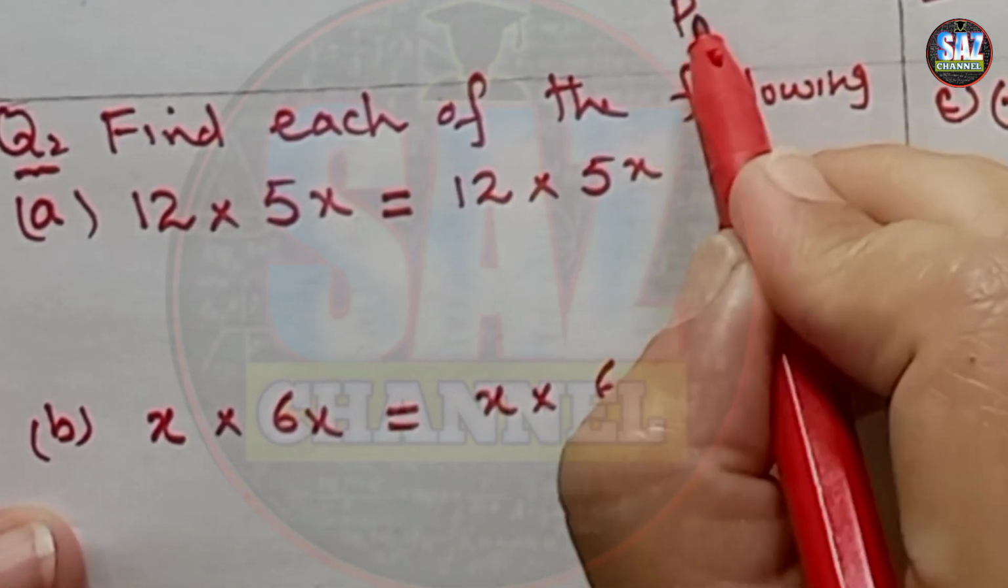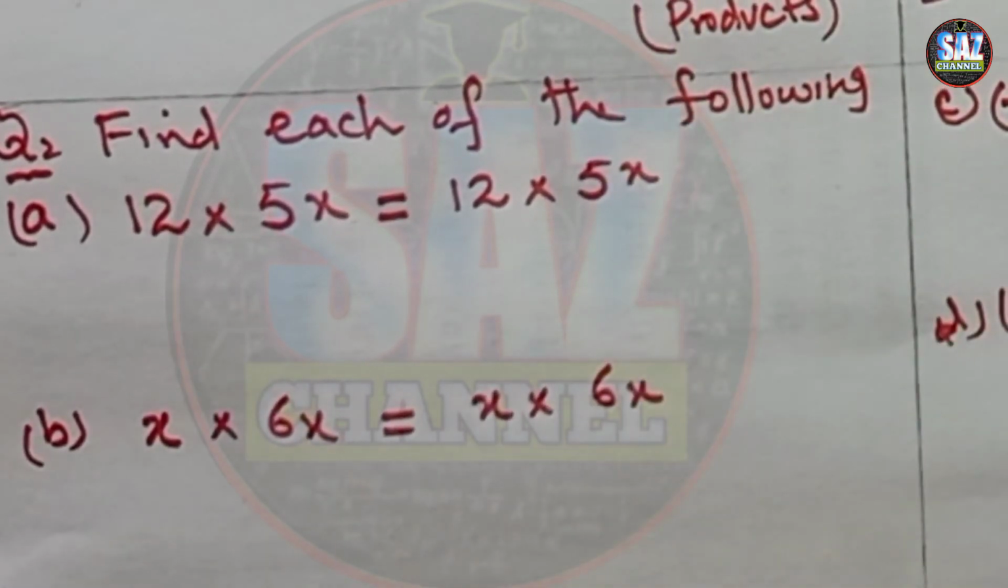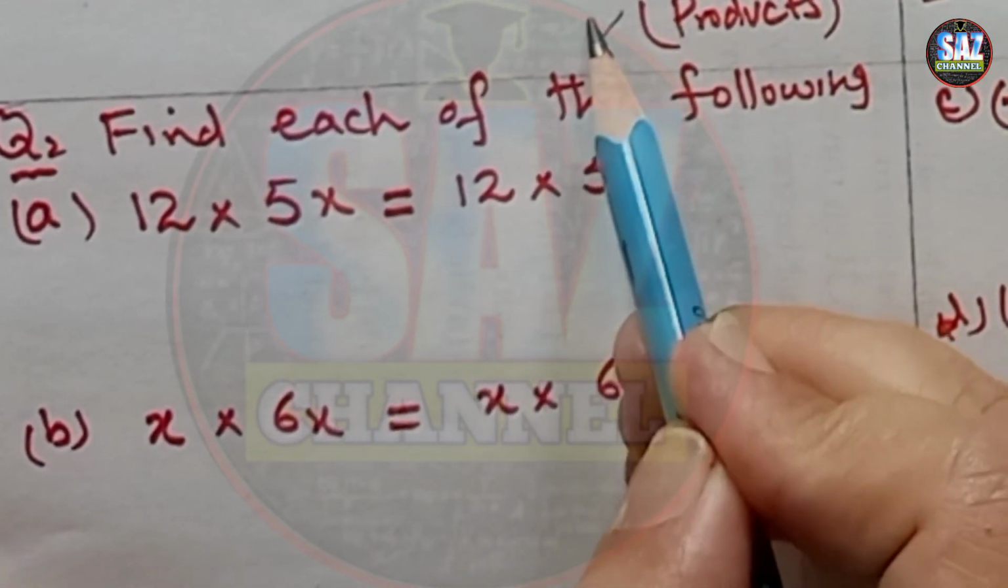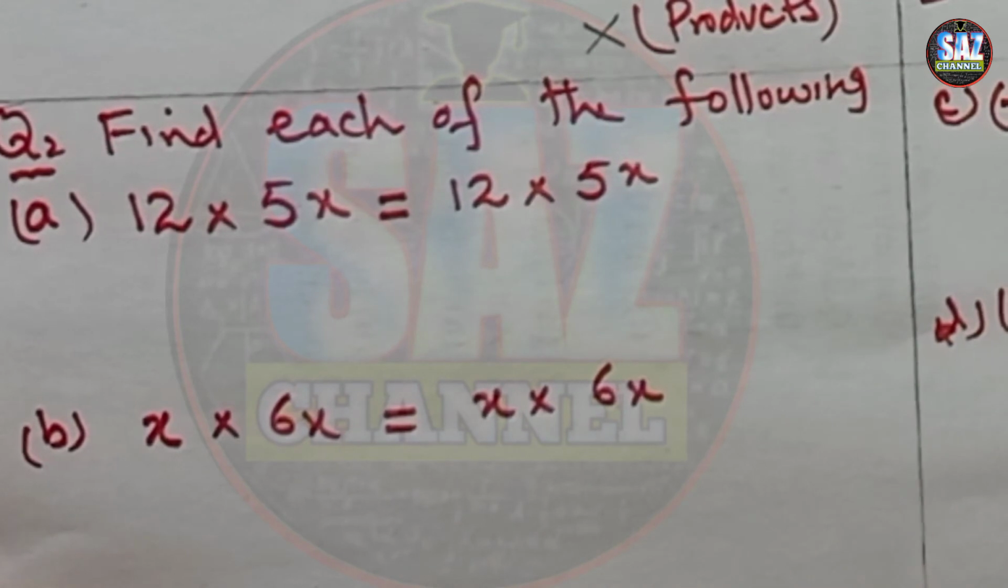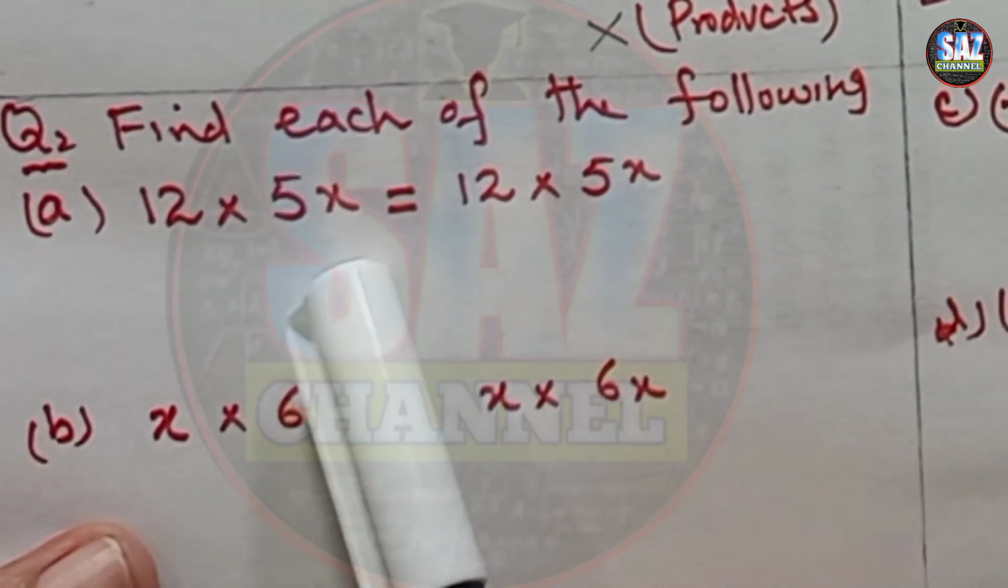Okay, here the term products is important. What do we mean by the term product? Product means to multiply something. Product means to multiply something. Okay, now the first question is 12 multiplied by 5x.